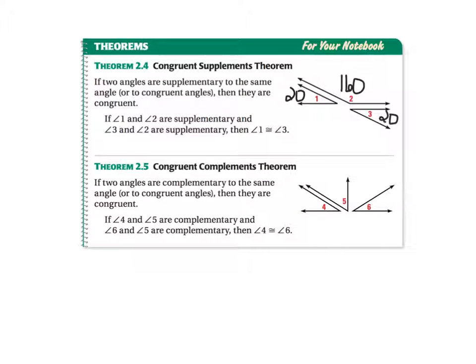If angle 4 was 30 degrees and I know it's complementary to angle 5, that means angle 5 has to be 60 degrees. I also know that angle 5 and angle 6 are complementary. So if angle 5 is 60 degrees, then angle 6 has to be 30 degrees, thus showing that angle 4 and angle 6 must have been equal and congruent. So again, this is the congruent supplements theorem and the congruent complements theorem, and both of these theorems you can use now as reasons in your proofs.